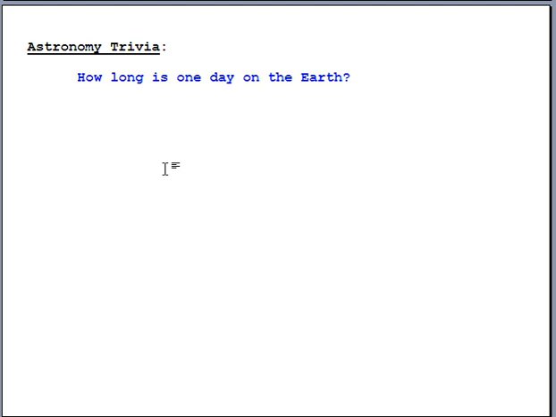A little astronomy trivia for you. How long is one day on the Earth? Turns out it's kind of a complicated question because there are different kinds of days. And you might be thinking, well, come on, 24 hours, 60 minutes in an hour, 60 seconds in a minute. Should be able to multiply all that out pretty fast. And you get like 86,400. However, that's not the only kind of day out there.